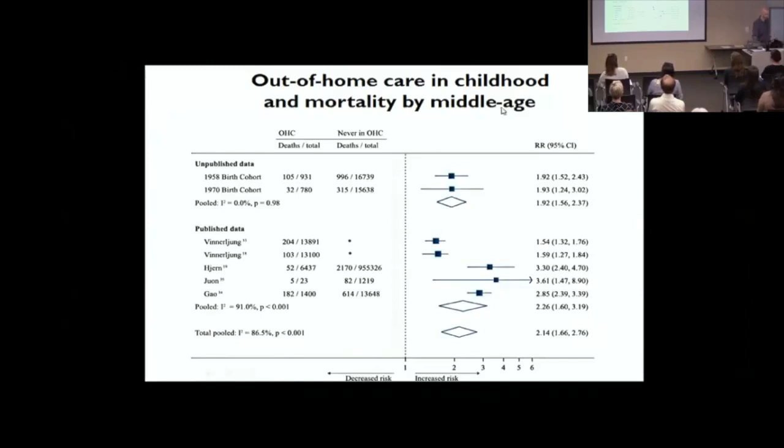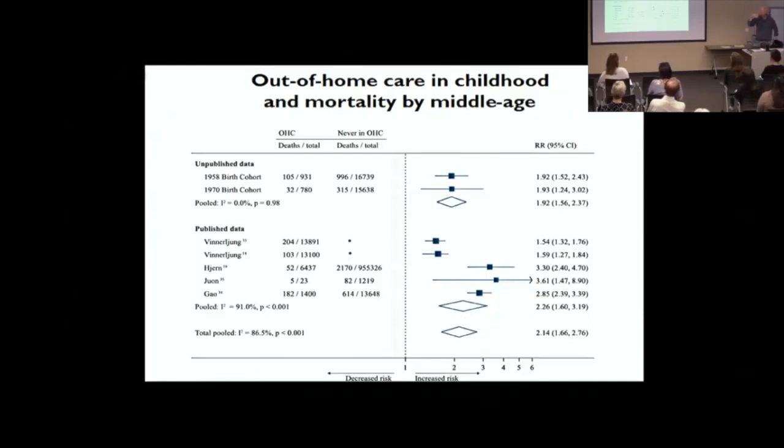These are the individual participant meta-analysis, which I call unpublished data. And these are studies, existing studies, some of which have general population-based samples, which is why the numbers are missing in certain cells. But it's fairly consistent. There's high heterogeneity, but every study is to the right-hand side, showing an increased risk in kids who are in care.